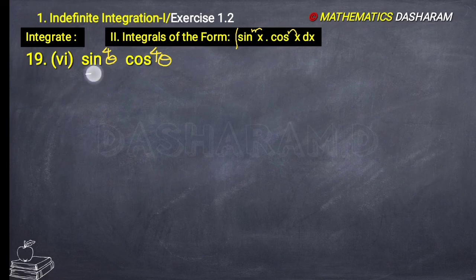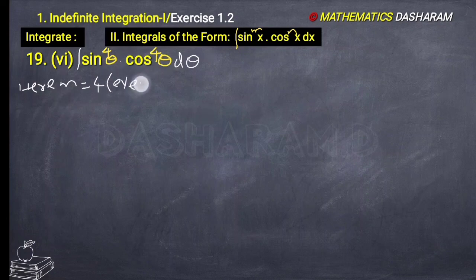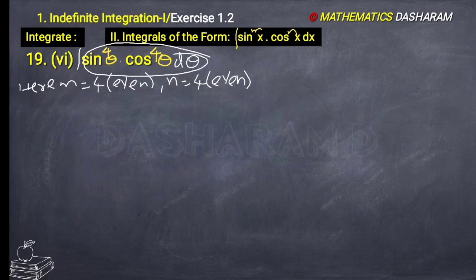Sixth question, sin to the power of 4 theta into cos to the power of 4 theta. So let us compare the given question with the standard form. So here what is the m value? M value is 4 and n value is also 4. So the m value is an even number, and the n value 4 is also an even number. So when m and n both are even numbers, integration directly is not possible. So let us simplify this question.